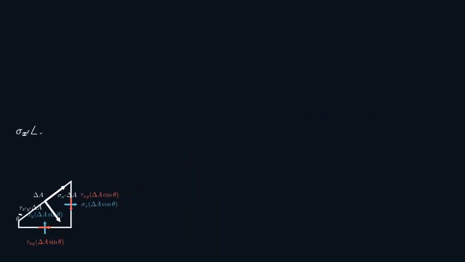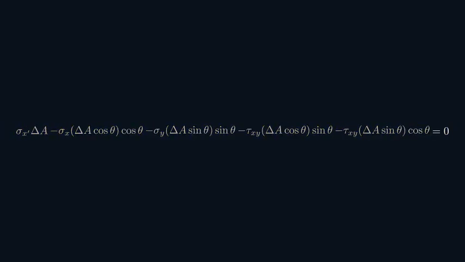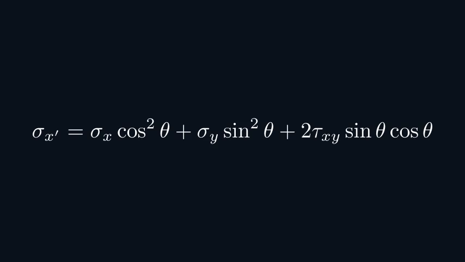We have the main unknown force, sigma x prime delta A, and then we subtract the components of all the other forces that are projected onto the x prime axis. The entire sum must equal 0. This looks complicated, but notice that delta A, the area, is in every single term. This means it cancels out, which makes sense. The stress shouldn't depend on the size of the element we choose. After rearranging, we get our first transformation equation.